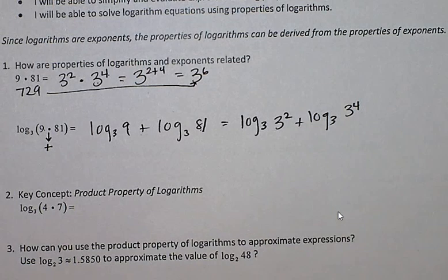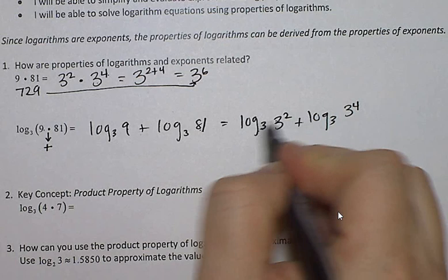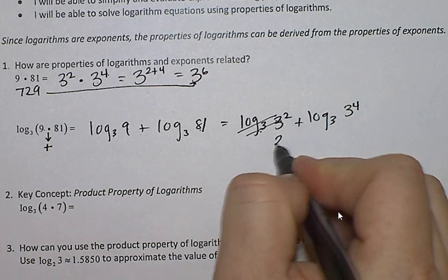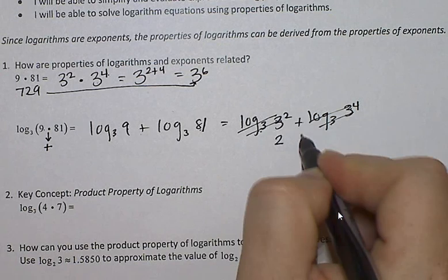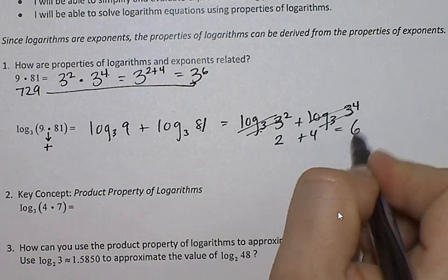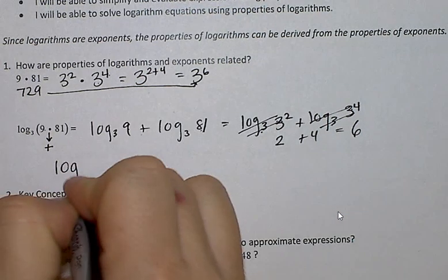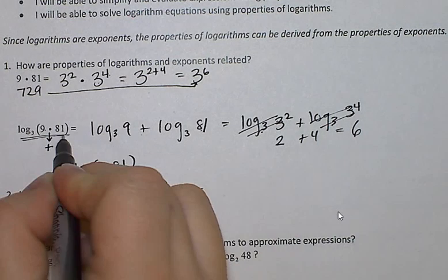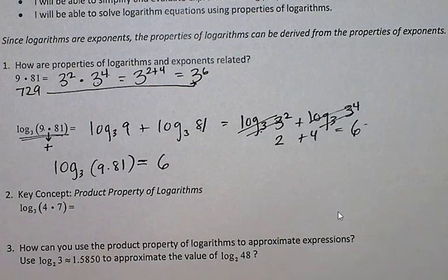Last week we learned that when these are the same numbers, the log, and in this case, the base 3 and the 3 cancel, I bring down the 2. The log and the 3 and the 3 cancel, I bring down the 4. And 3 plus 4 is 6. Wait, 2 plus 4 is 6. So watch. Log base 3 of 9 times 81, I'm getting that from this portion, is equal to the answer of 6. For most people, that's not making sense.